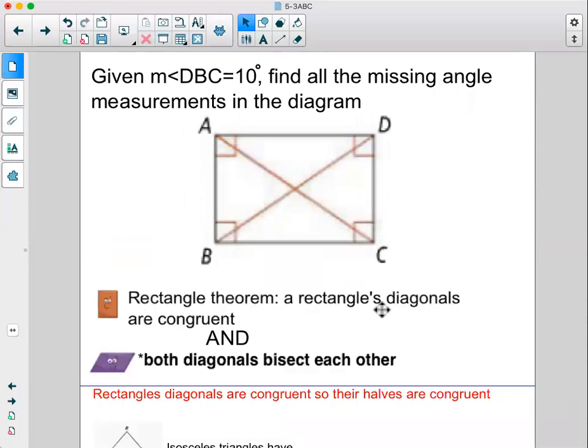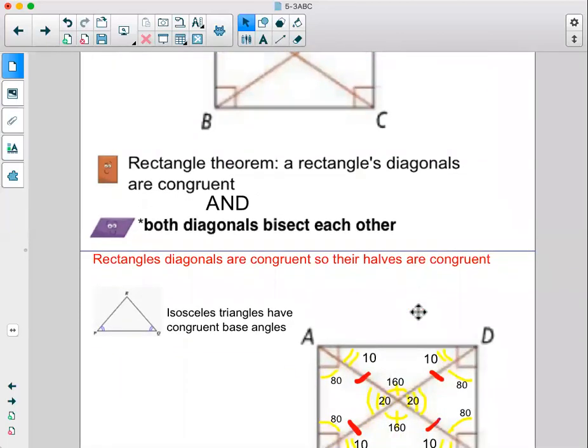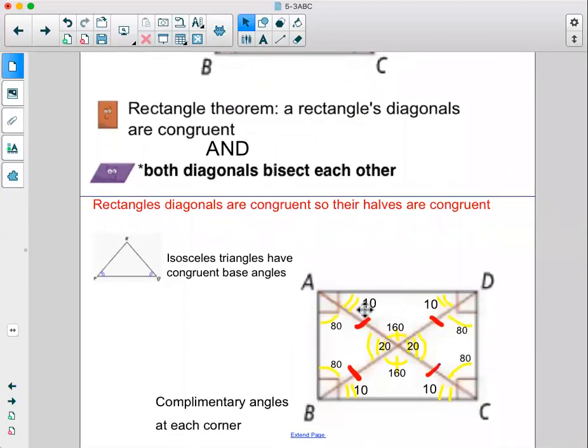We know the rectangle's diagonals are congruent. It's a parallelogram, so they get bisected. And if they start out the same and get cut in half, their halves are the same. So little isosceles triangles have been formed with the base angles congruent. Also, complementary angles at each corner.